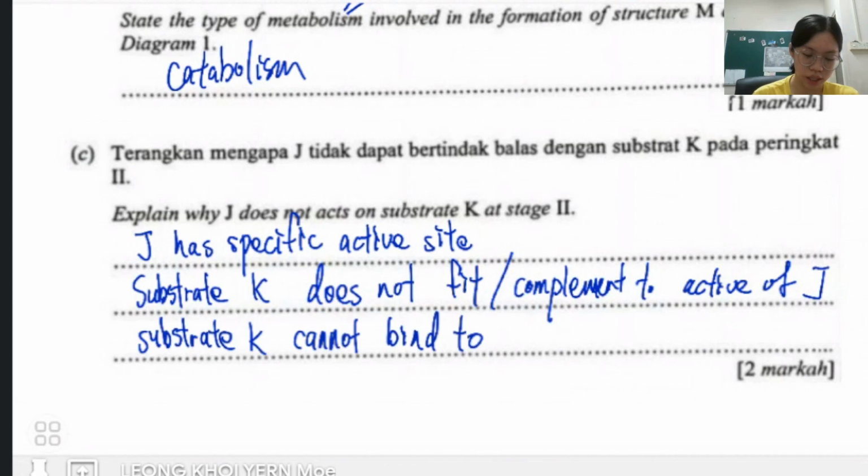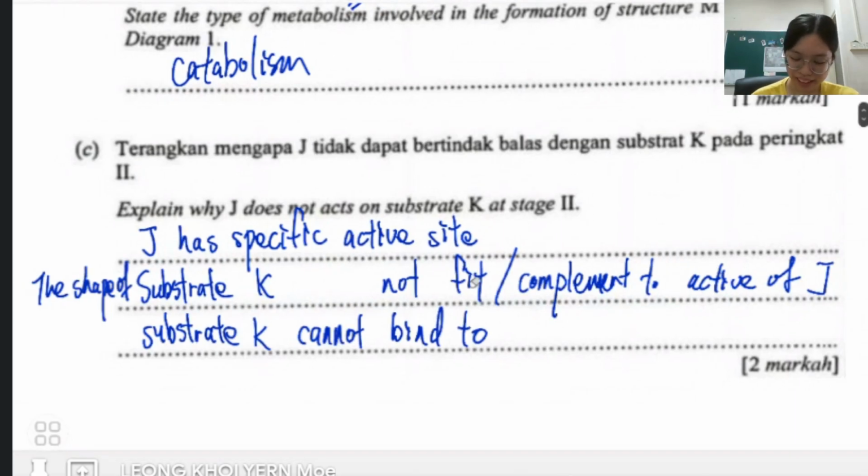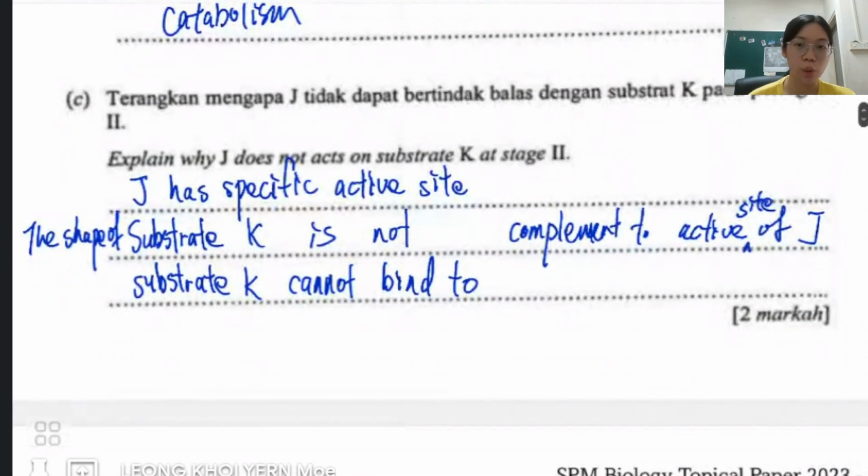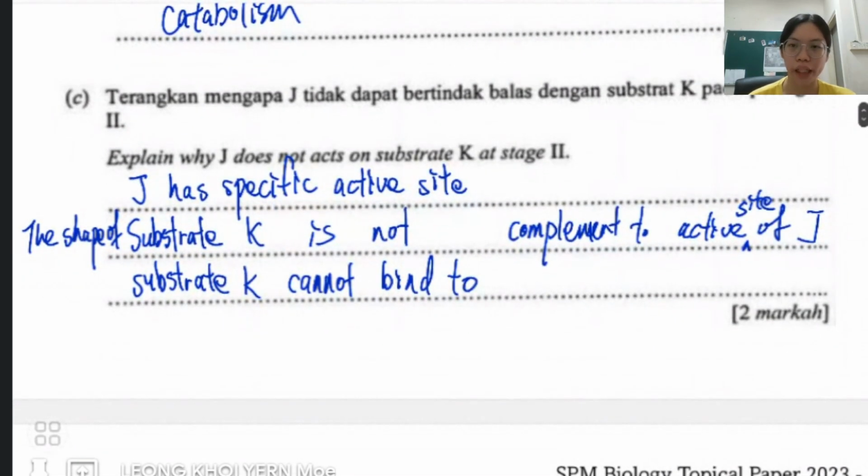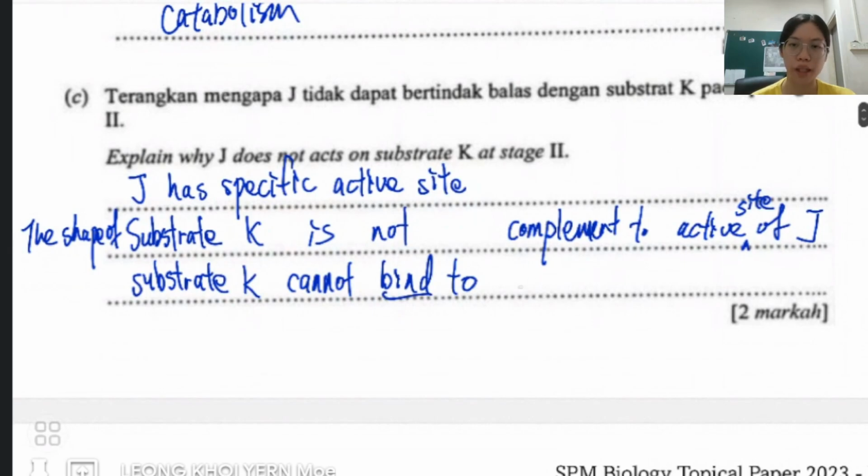I think you have to add on this really better. The shape of substrate K is not complement to the active site of J. Sorry, I rephrased my sentence. So that's the reason why substrate K cannot bind. So this word is important, cannot bind to active site of J.